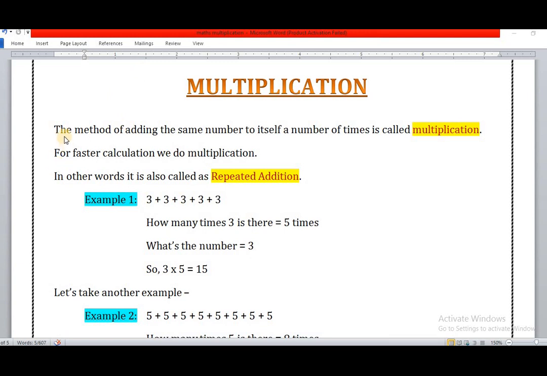So let's start. The method of adding the same number to itself a number of times is called multiplication. Children, if you are adding the same number multiple times, it is called multiplication. To make our calculation easier and faster, we do multiplication. In other words, it is also called repeated addition.